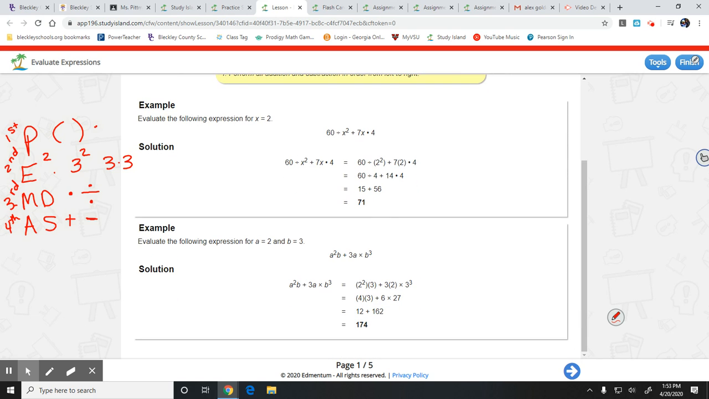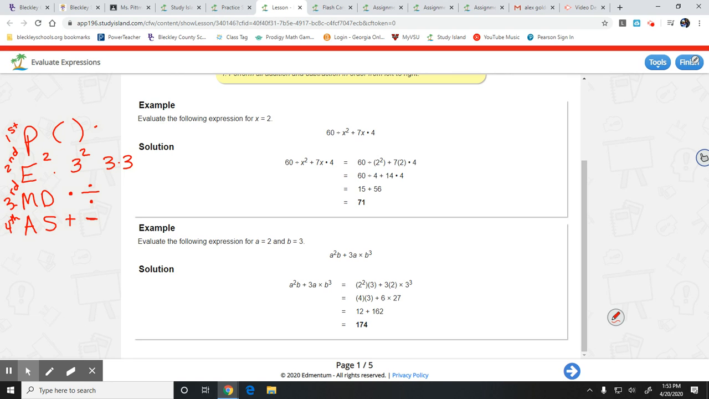All right, so here we have another one. It says evaluate the following expression for A equals 2 and B equals 3. So just like in example 1, we have to do some substitution. Everywhere we see an A, we have to put 2, and everywhere we see B, we have to put 3. I'm going to write this one out for us.